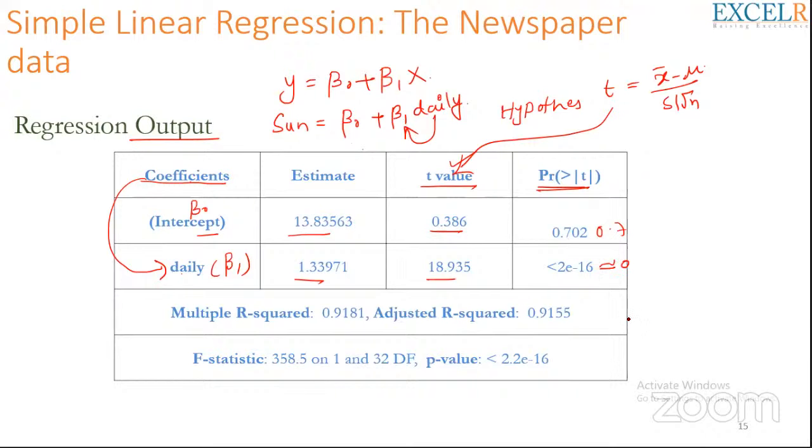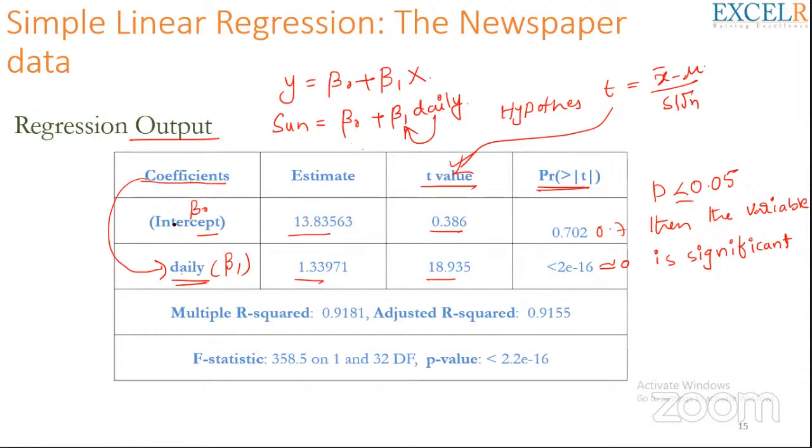That means Python or R, whatever tool you are going to use, is internally conducting hypothesis testing, and it is checking the p-value for each and every variable or coefficient. What is the purpose of that? The purpose is to understand whether the daily variable is significant or not. So just remember this: the variable is significant if the p-value is less than or equal to 0.05.